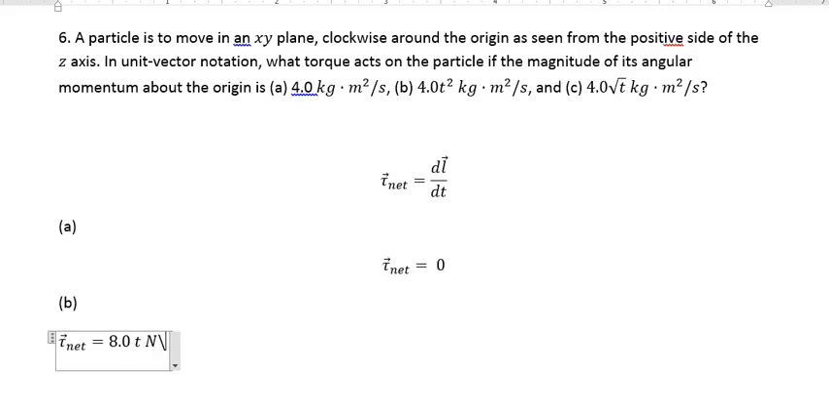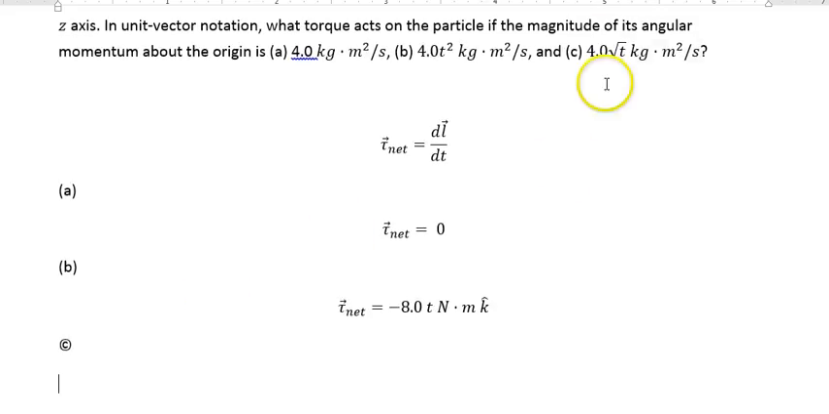But 8.0 t, and in the end, the way they've done the units, we're just going to do newton meters. And all right, it's going to be negative because it is clockwise and it is in the k hat direction, or the negative k hat direction.